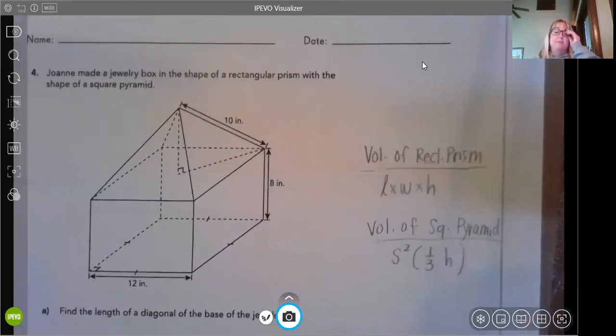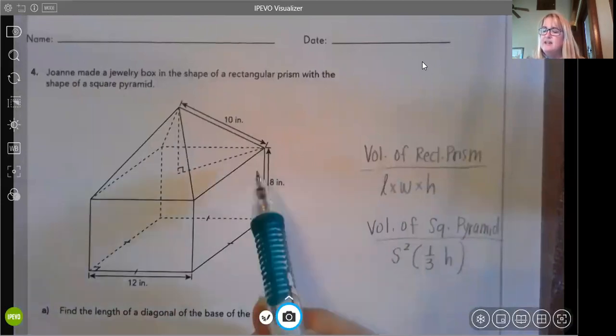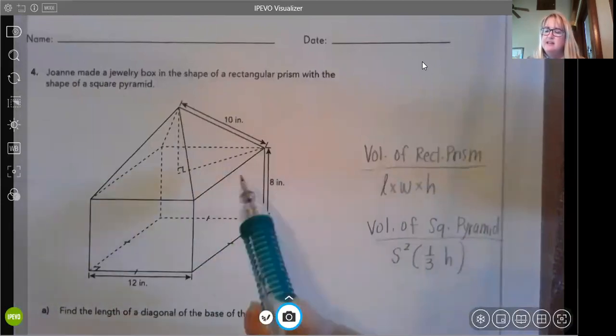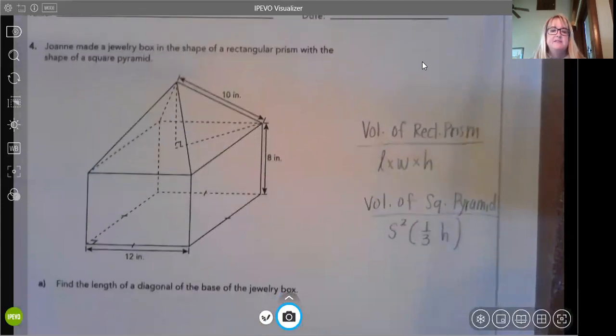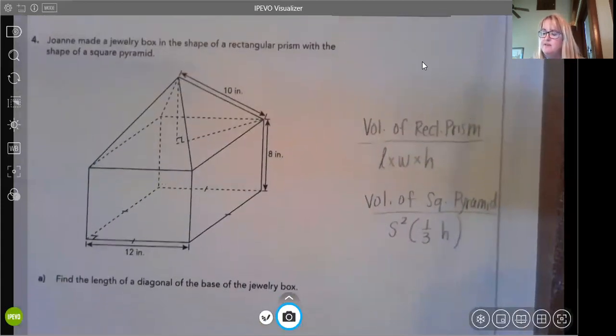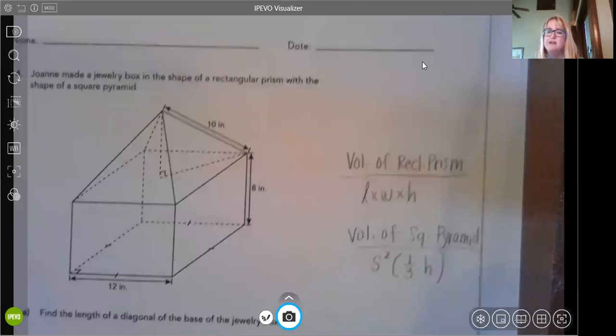Joanne made a jewelry box in the shape of a rectangular prism with the shape of a square pyramid. Okay, so I guess this is the box and then the lid. So it's a jewelry box. Find the length of the diagonal of the base of the jewelry box, find the height of the cover, find the total volume of the jewelry box.